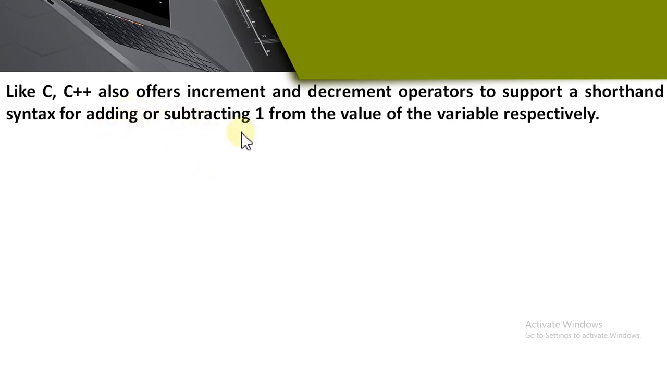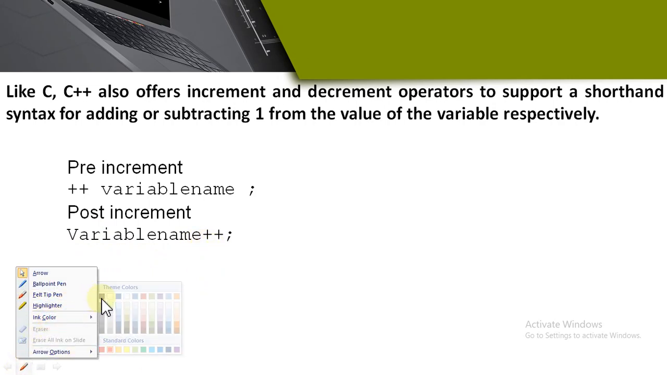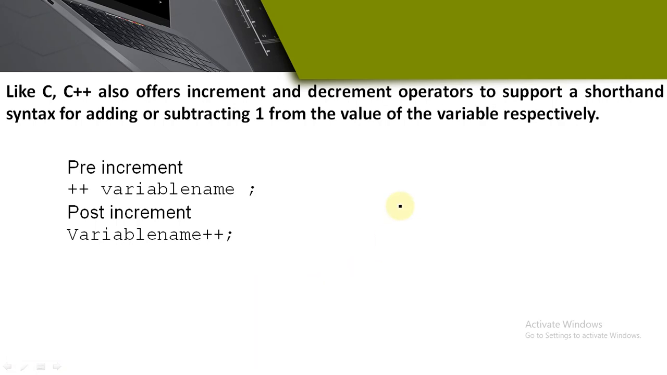Like C, it also offers increment and decrement operators to support a shorthand syntax for adding or subtracting 1 from the value of the variable respectively. That is pre-increment, plus plus variable name, this is the syntax, and post-increment, variable name, after that you will be writing plus plus. And the meaning of this is, whenever this is encountered, the compiler will look at plus plus variable name. If x is the previous value, say x equal to 1, it will see it like x plus 1 equal to x. So it will add 1 directly.